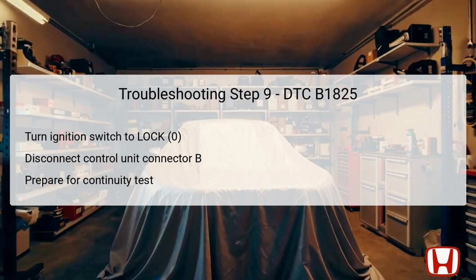Following this, disconnect the power seat control unit connector B, which comes with 40 pins. This disconnection will facilitate testing without any interference from the power supply. Preparing for continuity tests is key at this stage, as it allows for a diagnostic review of the electrical paths between components. Ensuring proper disconnection promotes accurate readings and minimizes systemic faults being overlooked.